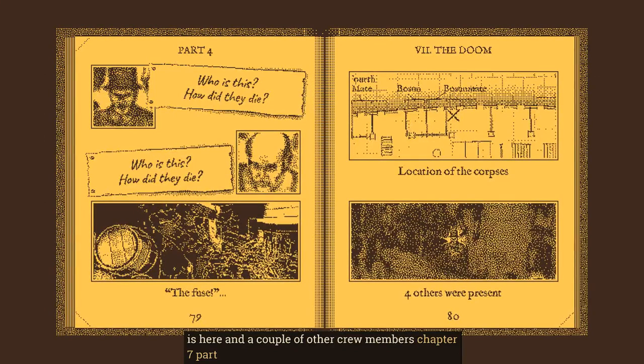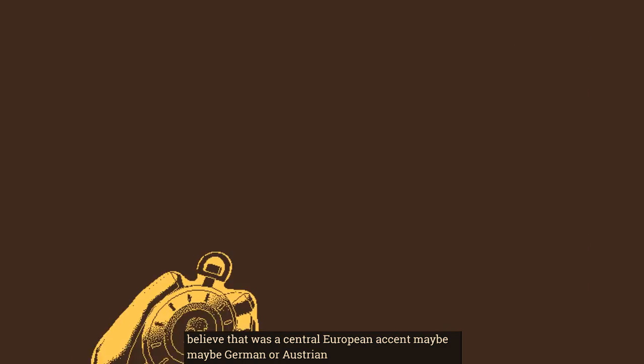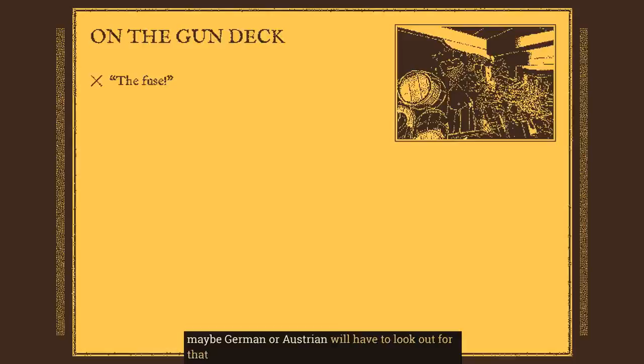Chapter 7, Part 4. And it is telling us that there were actually 2 deaths in this scene. So there must have been a second man hit by the explosion, who we just haven't found. Looking at the transcript, the words "the fuse" were spoken by the man who died. And I believe that was a Central European accent, maybe German or Austrian. So we'll have to look out for that.